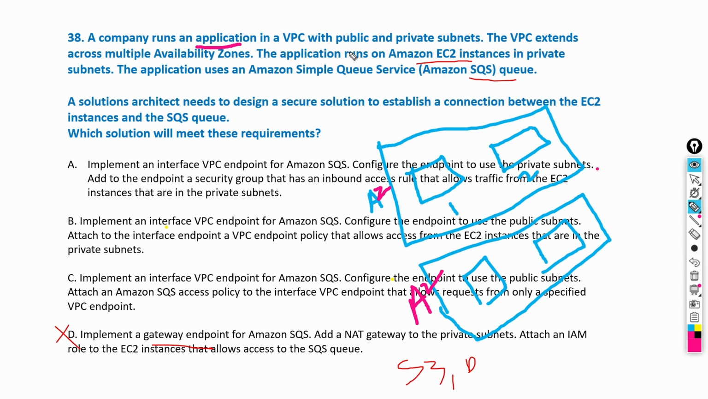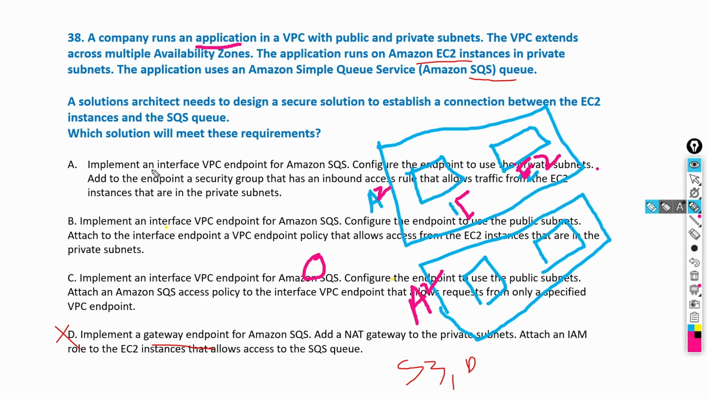Now what does it say? The application uses SQS. The application runs on EC2. Suppose the EC2 instance is running here, in a private subnet. Let's suppose EC2 is running here, because it says the application is on EC2. This application needs to connect to SQS, which is outside. So especially the gateway endpoint option is already closed.